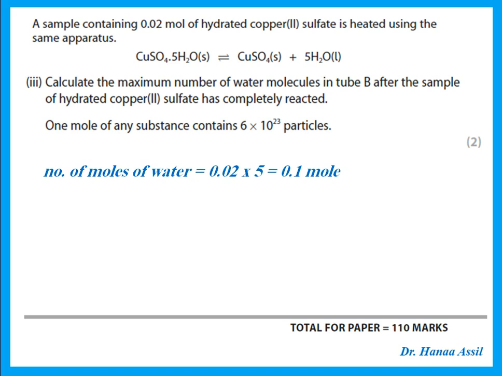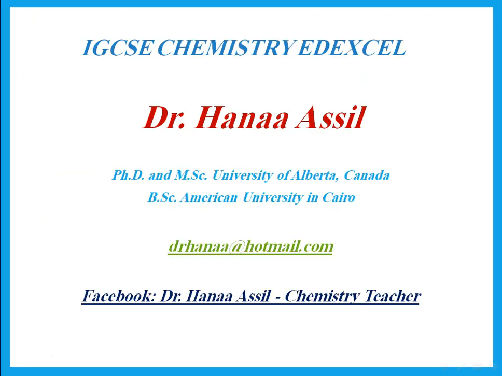He wants what? He wants number of molecules. How do we get number of molecules? It is the number of moles times the Avogadro's constant. 6 times 10 to the 23 is called the Avogadro's number or Avogadro's constant. We use it to get the number of molecules or the number of particles. So, number of moles times Avogadro's number will give you the total number of molecules.